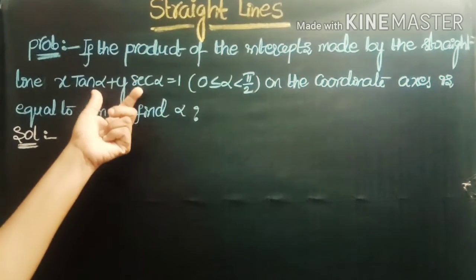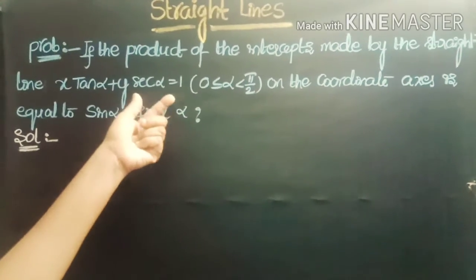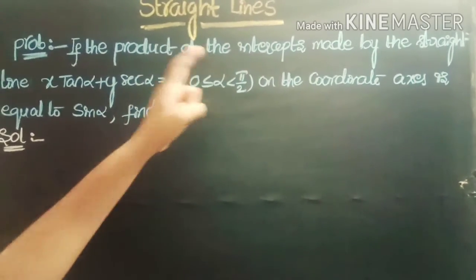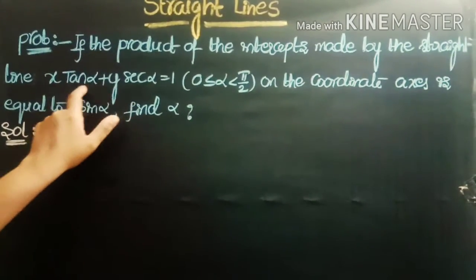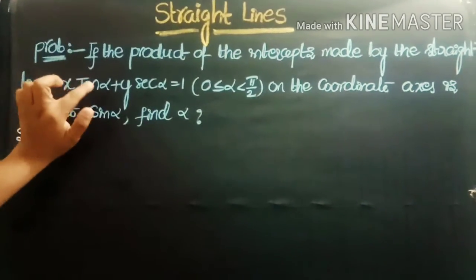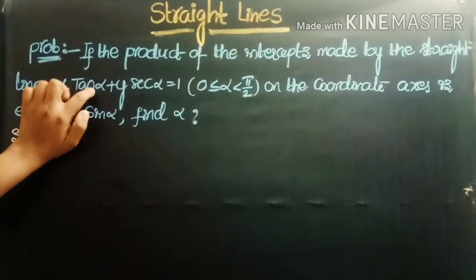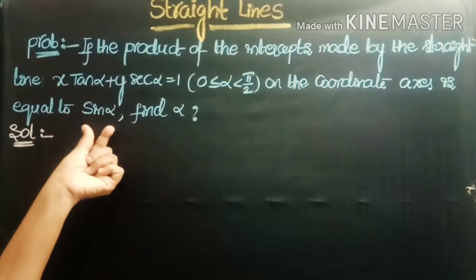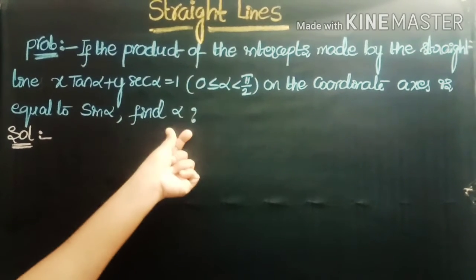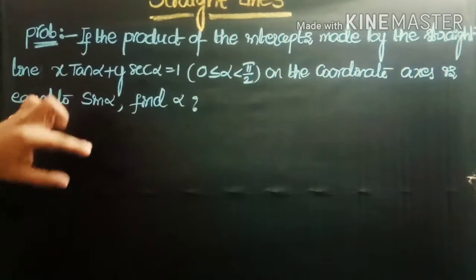Now here one line is given, which is x tan alpha + y secant alpha = 1, and the given data is that the product of intercepts is equal to sin alpha. That means we want to take the intercepts of this line, that is, convert this line into the intercept form. After that we take the values of the intercepts, a comma b, and take the product, which is equal to sin alpha, then we will get the alpha value. That is the procedure. So first we are converting the given equation into the intercept form.